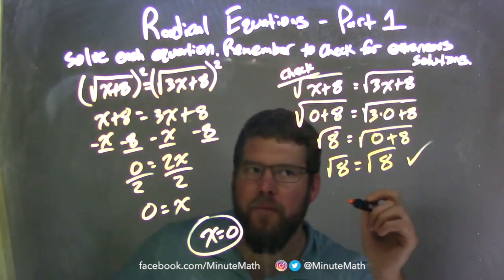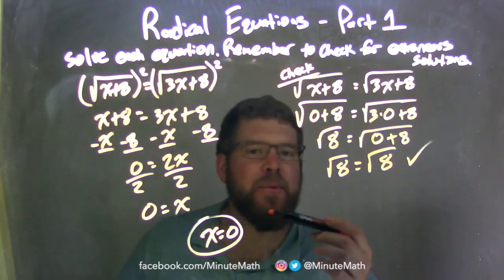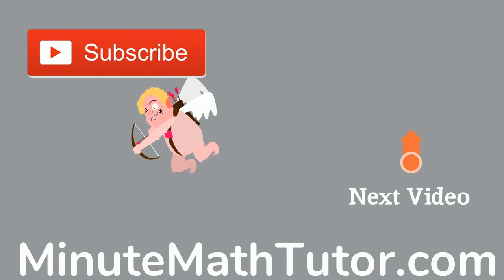Left and right are equal, fantastic, showing me that we have no extraneous solutions and that x equals 0 is my final answer.